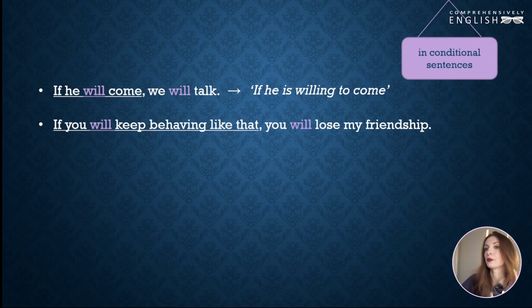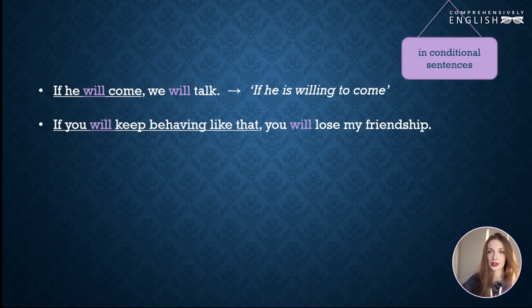If you will keep behaving like that, you will lose my friendship. Again, we have double will in this sentence. We use will in both the conditional clause and the main clause. Why? Because we want to stress its modal meaning. Yeah? We want to stress its modality. We want to show the willingness of the subject to perform an action.